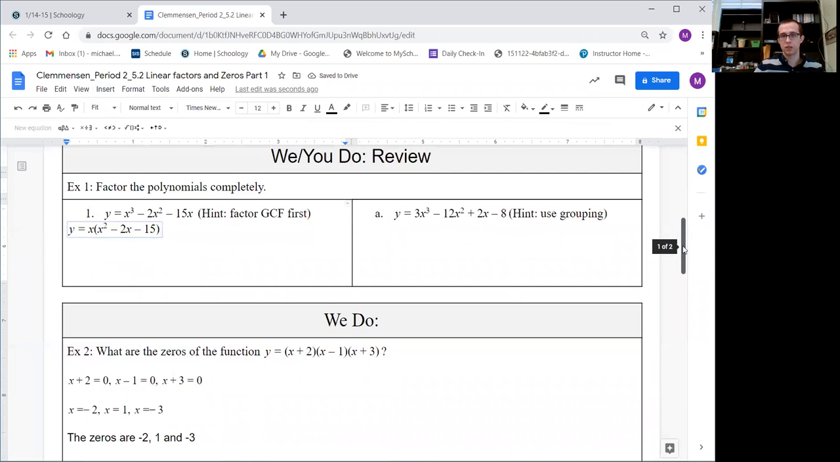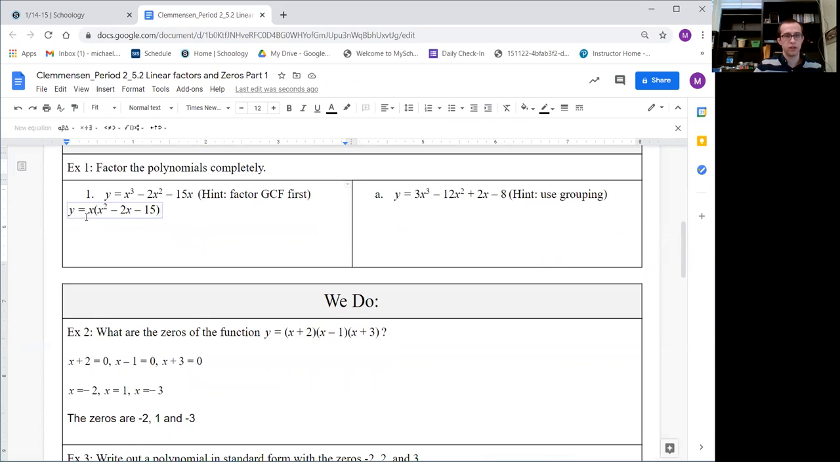Now that I have this factored out my x, what method can I use to factor this inside part? What would my next step be? Good, I got 1 correct answer. Anybody else know what type of method I would use? What my answer would be? Any ideas?